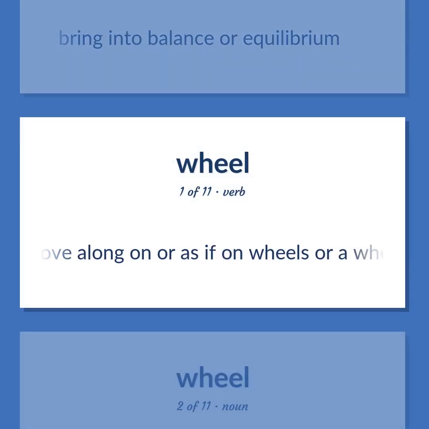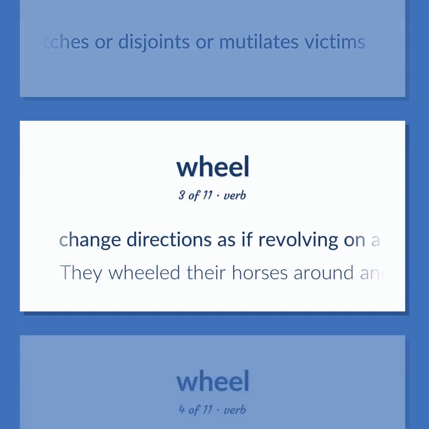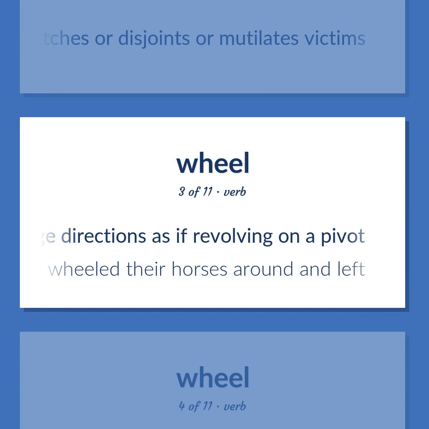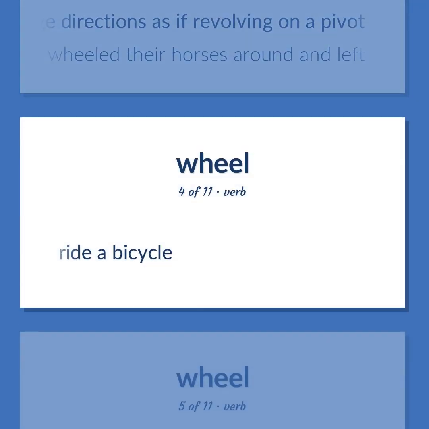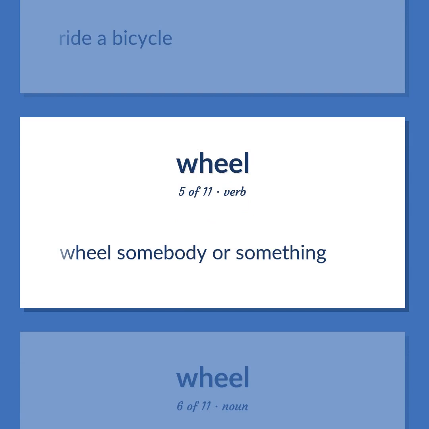Move along on or as if on wheels or a wheeled vehicle. An instrument of torture that stretches or disjoints or mutilates victims. Change directions as if revolving on a pivot. They wheeled their horses around and left. Ride a bicycle. Wheel somebody or something.